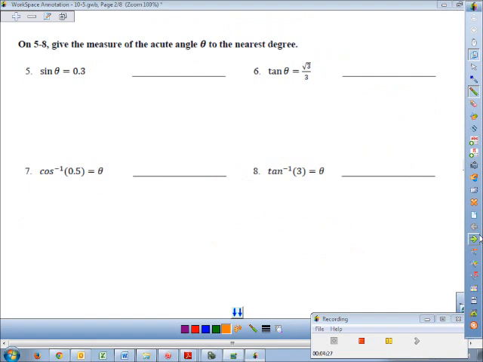Give the measure of the acute angle theta to the nearest degree. They give you an equation. They want to know the sine of theta equals 0.3. What would you do to solve for theta? Divide by the sine. So just divide by sin. That's what you want to do? What's 0.3 divided by sin?